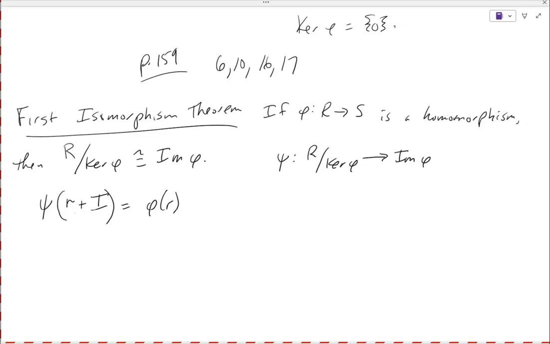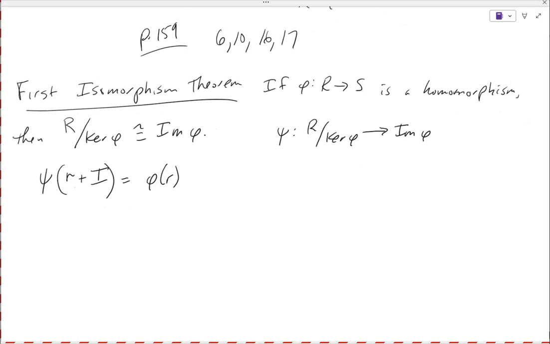Okay. All right, so what we have to show here is that this function that I just created is well-defined. That's the first thing I need to do. It's not clear that if I have two inputs that are identical, I have two outputs that are identical. So I need to check that to start with. So let's start with R plus I equals S plus I. Let's start with two cosets that are the same.